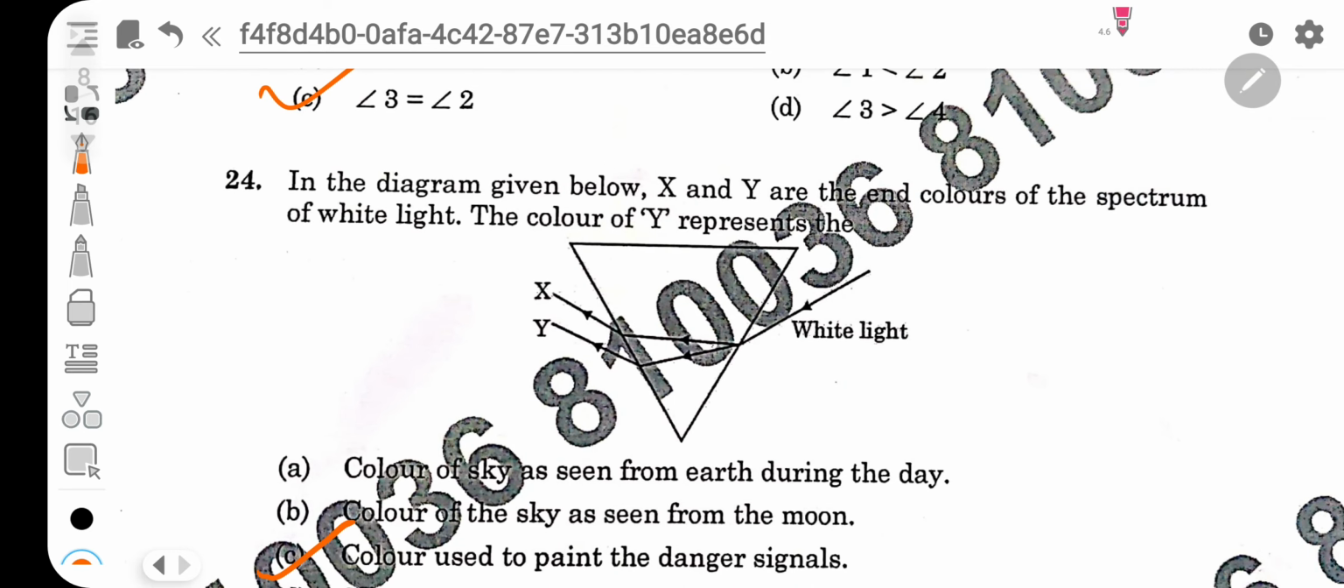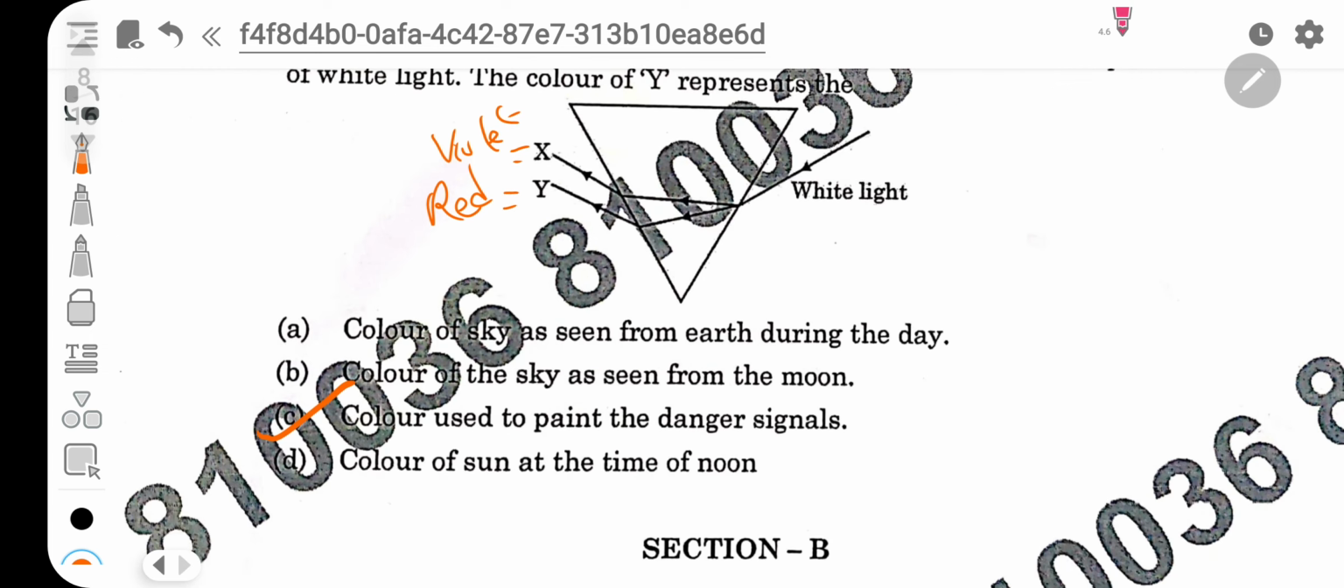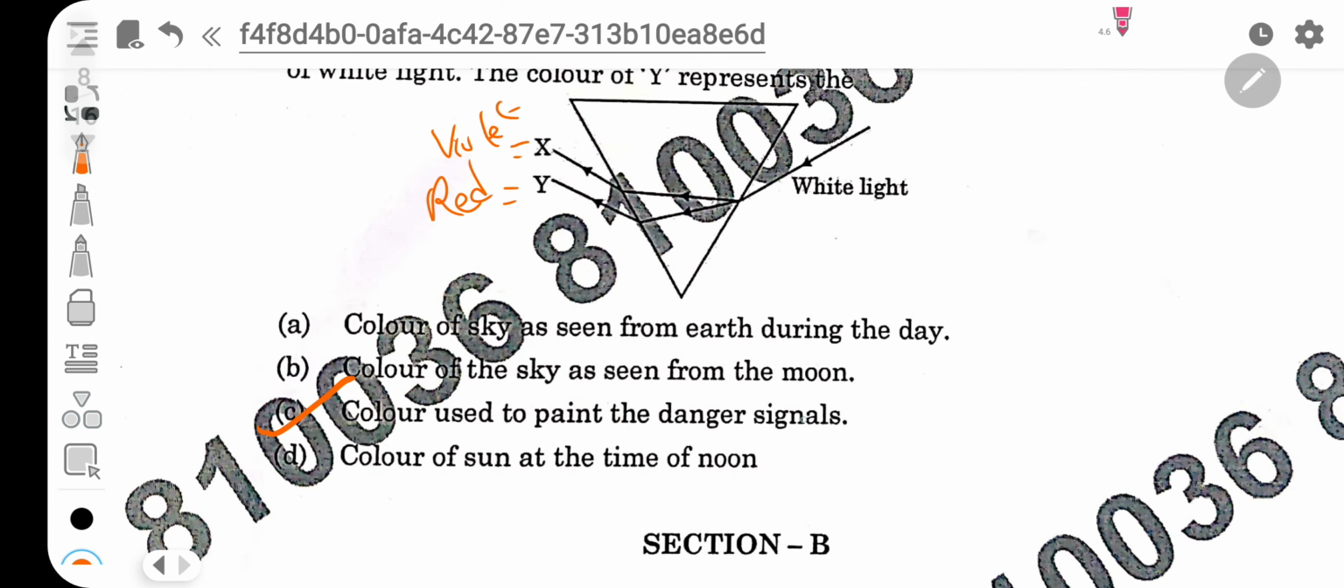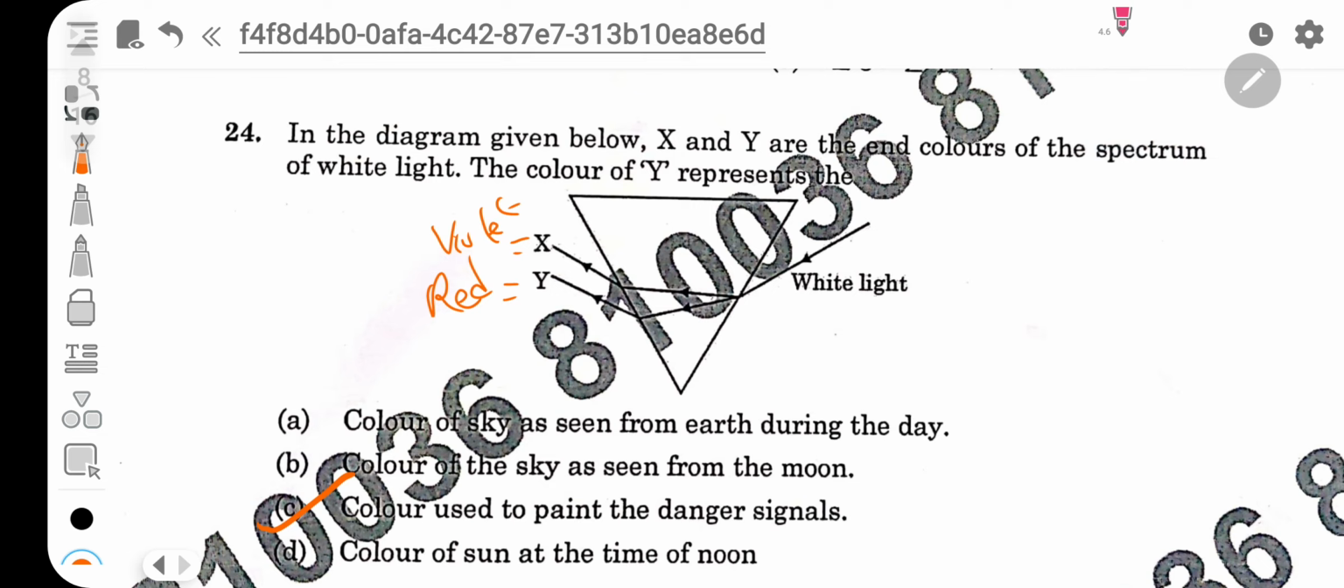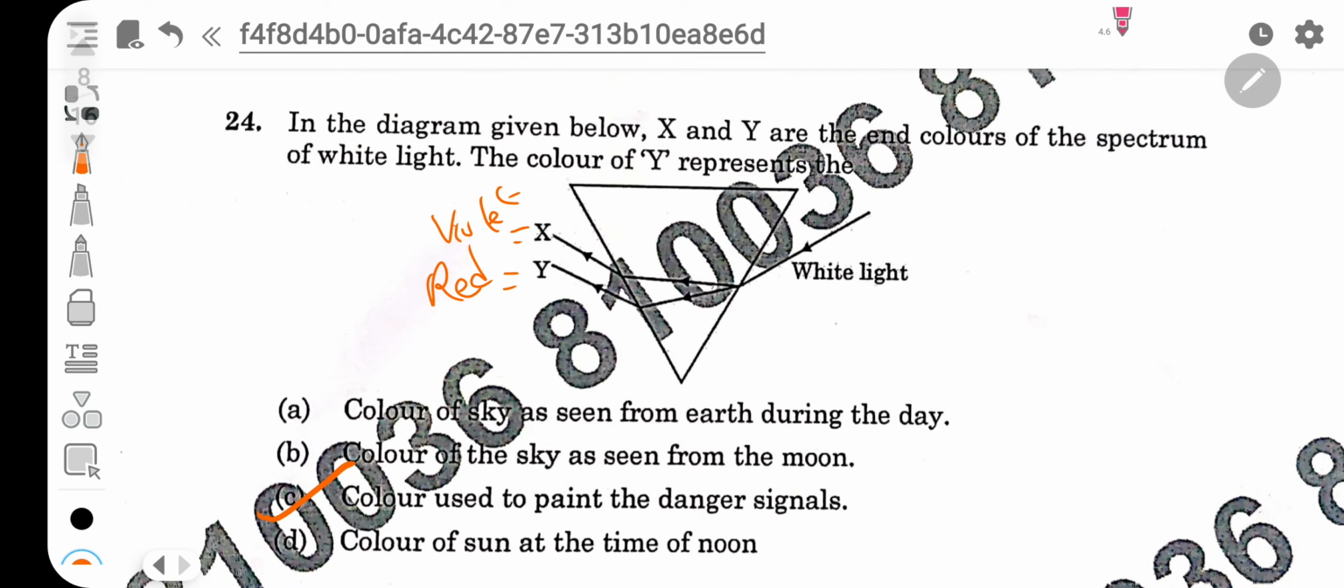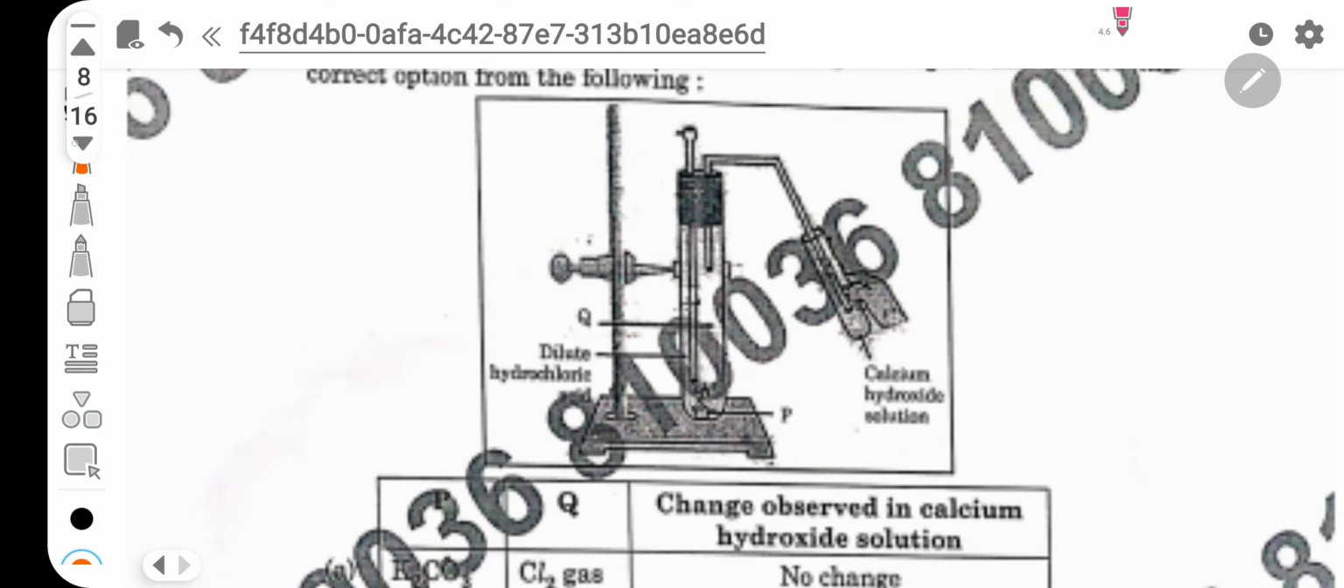Question number 24. In the diagram given below, X and Y are the end colors of the spectrum of white light. The color of Y represents, of course, red, and this is violet, because violet is more refracted than the red one. So the answer will be the color used to paint a danger signal. Y is red, and the color used as a danger signal is red.